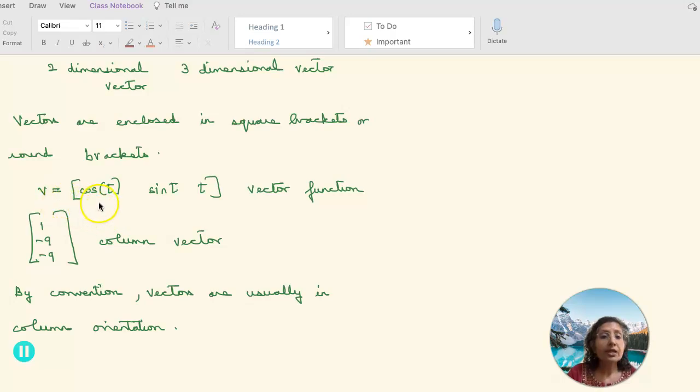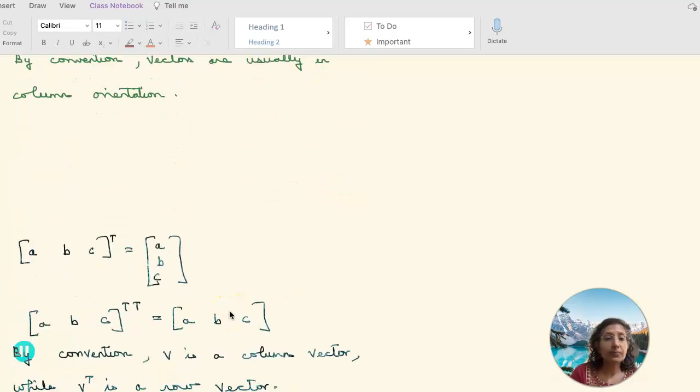Now if I write v equal to cos t, sin t, t, this is a vector function. And if I write it like this vertically, it is a column vector. By convention, vectors are usually in column orientation. So you need to remember that, in general, vectors are in column orientation.